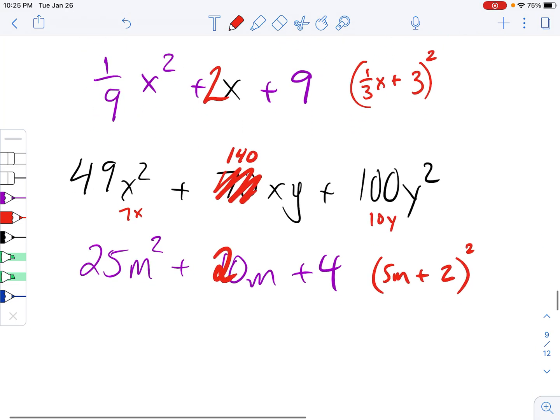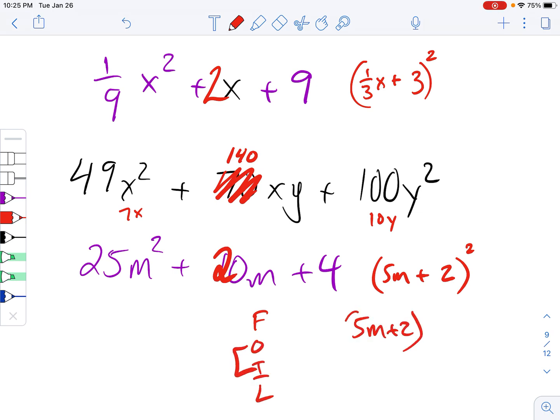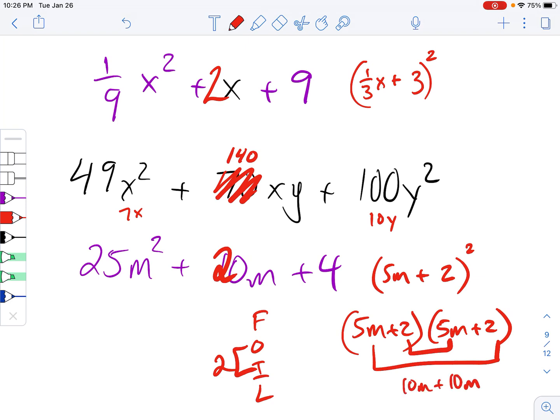You might be asking, why do we have to double it? Well, FOIL has an O and an I. So you're doing the same thing twice. O, I, 1 and 1, 2. So the F is 25m squared. Cool. The L is 2 times 2. But the O is 5m times 2, and the I is 5m times 2. So you have a 10m and another 10m.